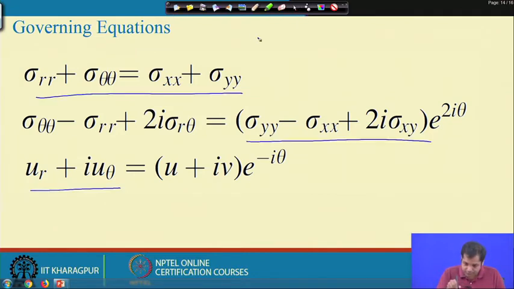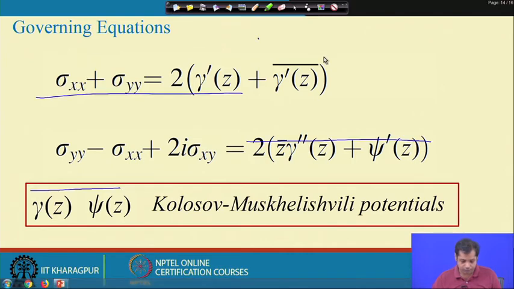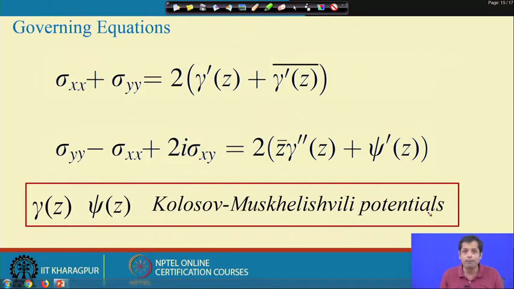These two potentials, gamma and psi, are called Kolosov-Muskhelishvili potentials. Essentially, our problem is to start with some assumption of these potentials and substitute them in these governing equations. The potentials will have some constants, and we find the relation between these constants through these equations. In addition, you have boundary conditions, and we determine those constants through these boundary conditions or any other conditions that you have in the problem.